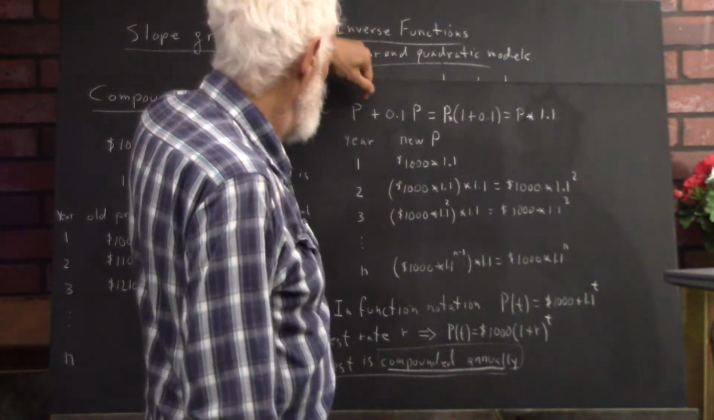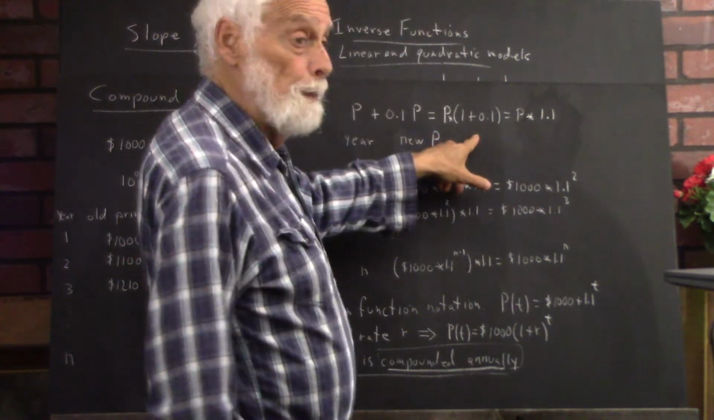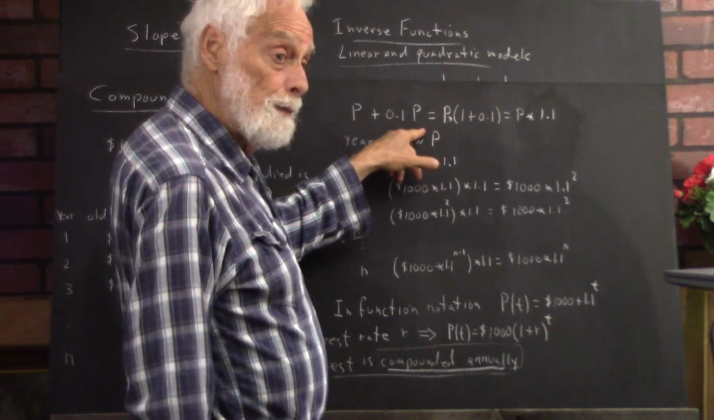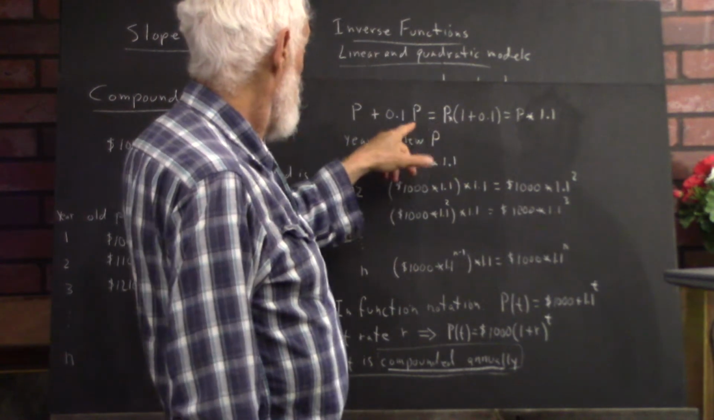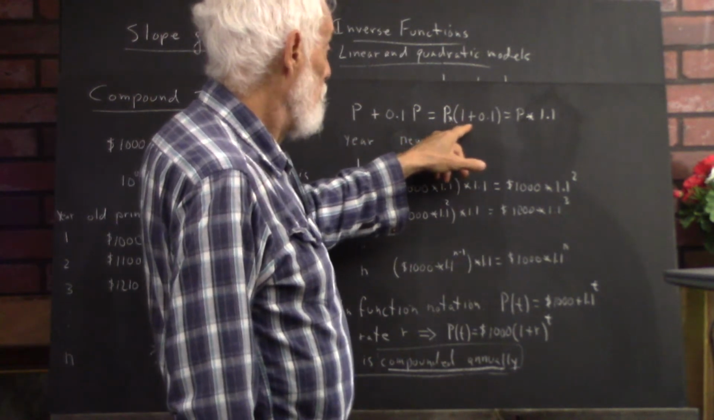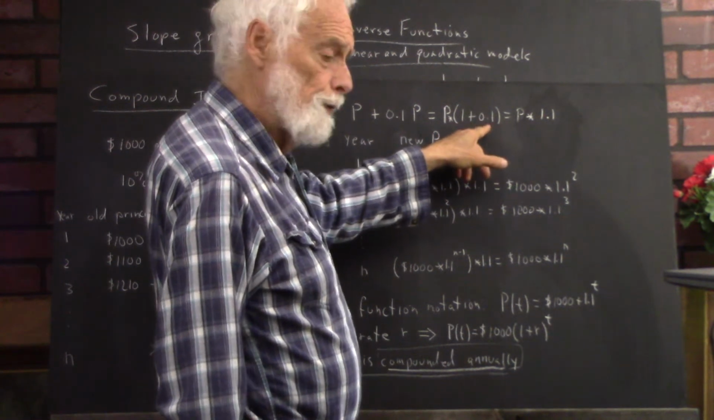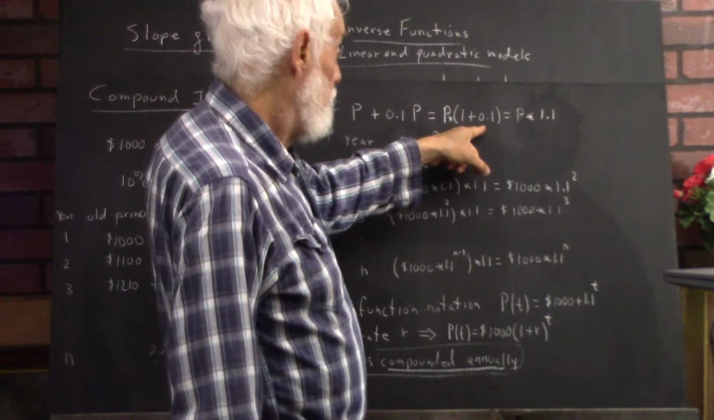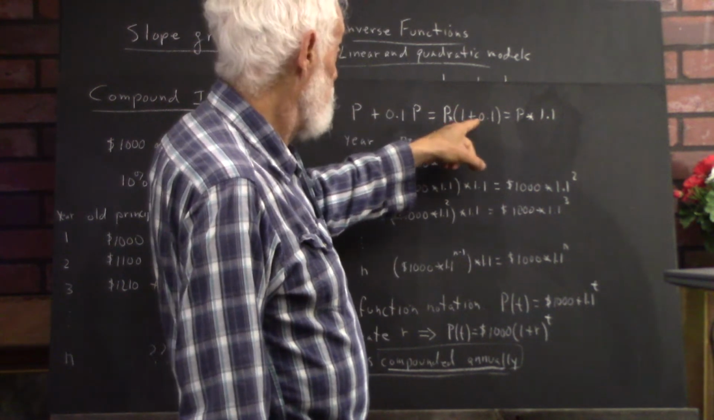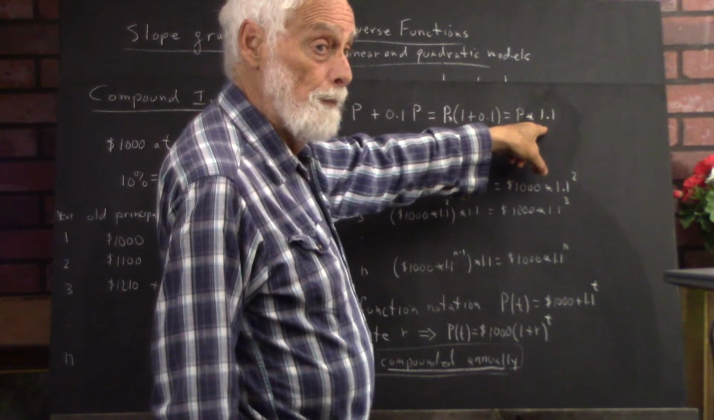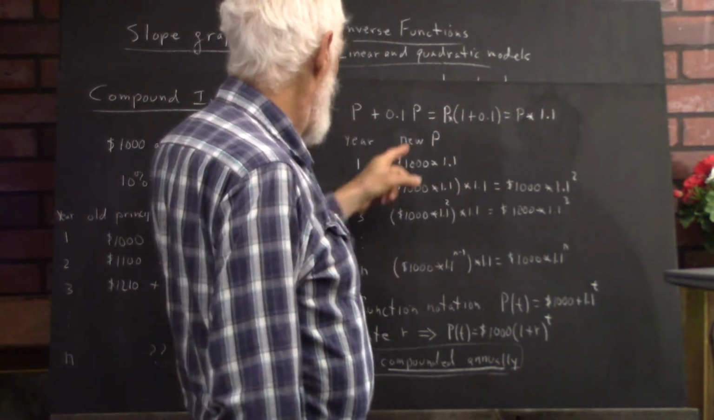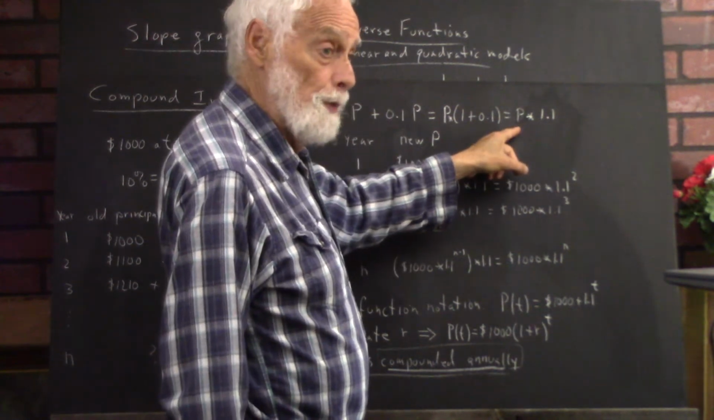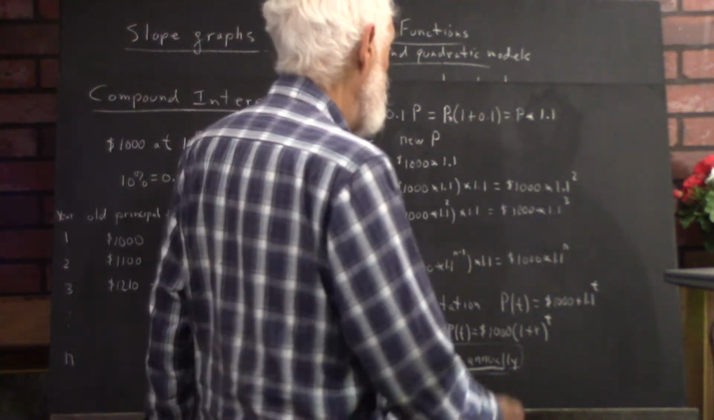Now, what I've done here is just a little bit of very simple algebra 1. I've just factored out P from this expression, and I see that I have P times 1 plus 0.1. And 1 plus 0.1 is 1.1. This tells me that adding 10% to my principal gives me 1.1 times the principal, or 110%.